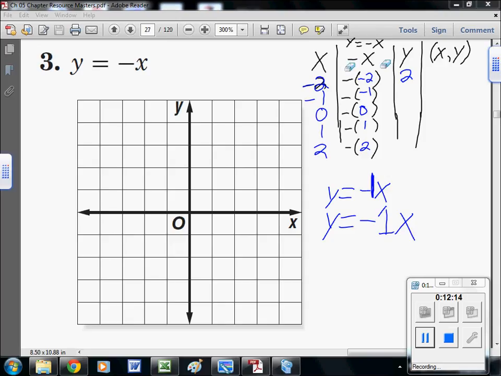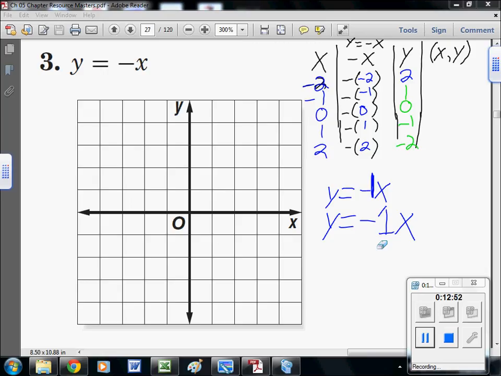-1 times -2: 1 times 2 is 2, and a negative times a negative is a positive, so it turns out the same thing. If you want to pretend there's a -1 out there, great. -1 times -1, or just say -1, whatever works for you, is going to be +1. -0, well, 0 is neutral, he doesn't take sides, so he's still just going to be 0. Now, negative +1, or we think of that as a -1 out here, -1 times 1 is -1. -1 times 2, because we pretend that's a -1, is going to be -2.